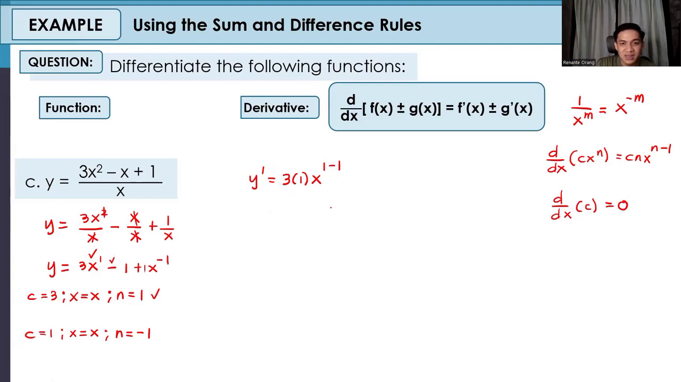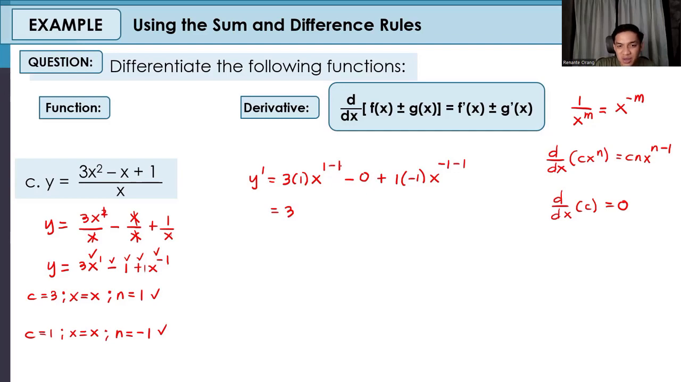Proceed tayo dito. Negative. So, copy natin si negative. 1. That is constant rule magiging 0. Proceed tayo. Positive. So, positive. Proceed tayo dito. That is constant multiple rule. C natin is 1. Ito. N natin is negative 1. So, times negative 1. X natin is x. Then, n natin is negative 1 minus 1. Simplify natin siya, class. That is equivalent to 3 multiplied by 1 is 3.